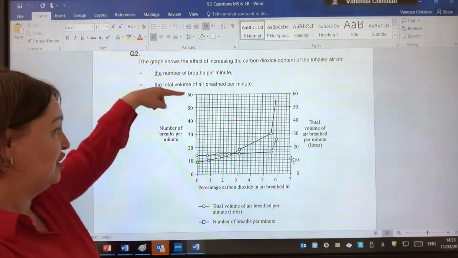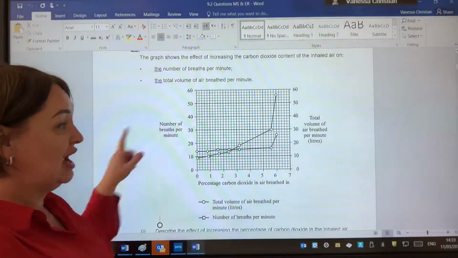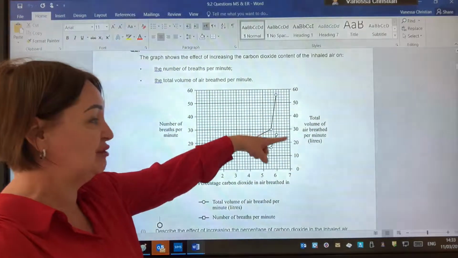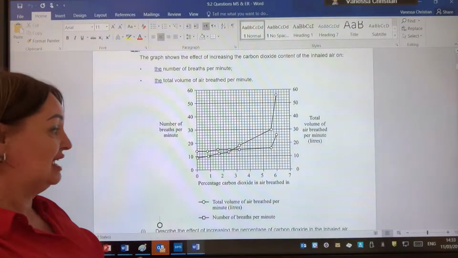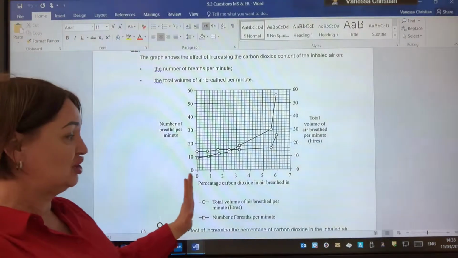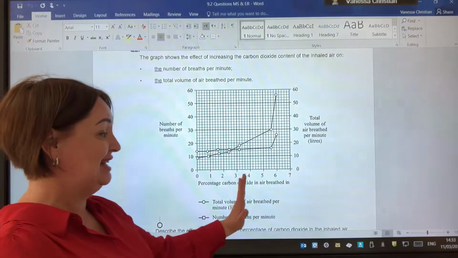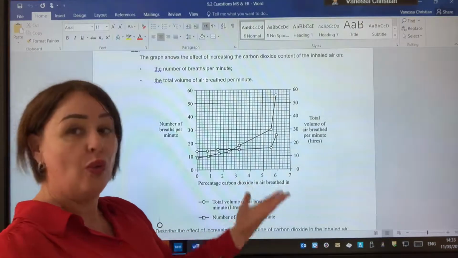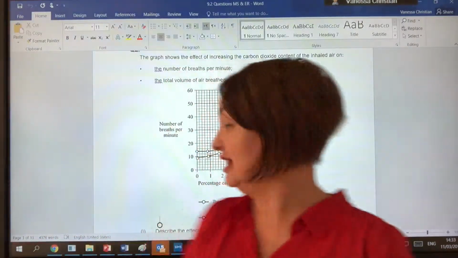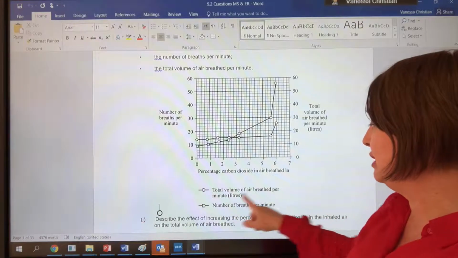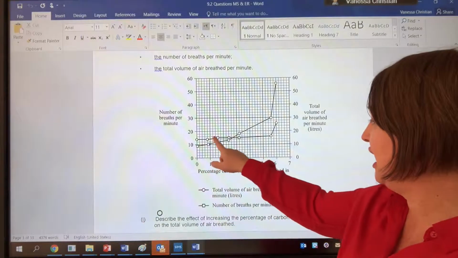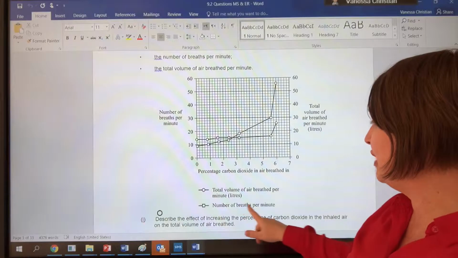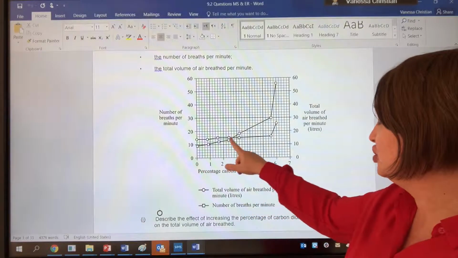And here's our graph. Number of breaths per minute on this side and the total volume of air breathed per minute in litres on the other side. And along the bottom we've got the percentage of carbon dioxide in air breathed in. Wow, what a graph. The total volume of air breathed in per minute in litres is this one here with the little round dots. And the number of breaths per minute is with the square dots.